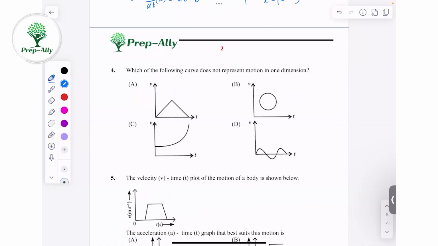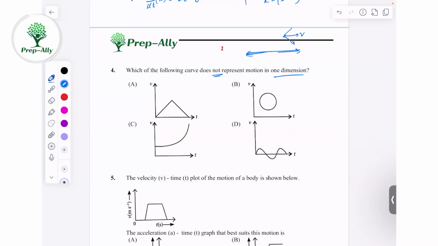Which of the following curves does not represent motion in one dimension? What is one-dimensional motion? A body is moving in a straight line. It can either go in this direction or in the opposite direction. But wherever the body is in its one-dimensional motion, or any motion for that matter, at a particular time instant, the body can only have one value of velocity.